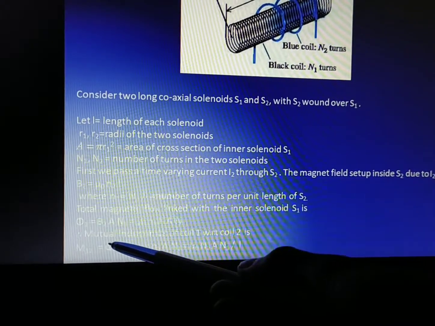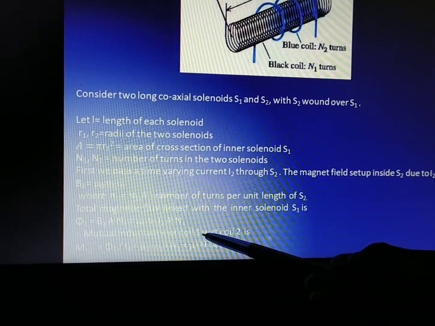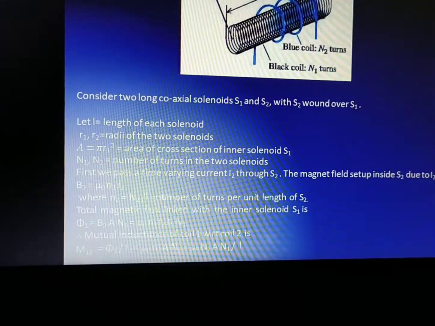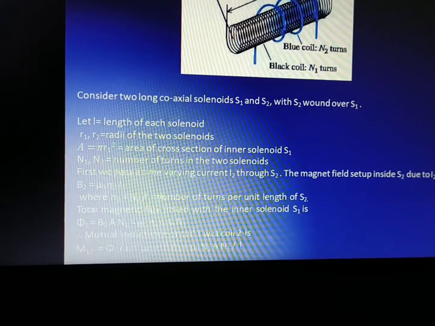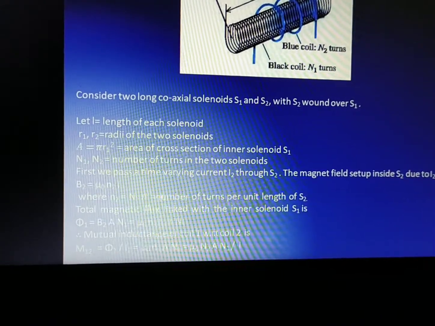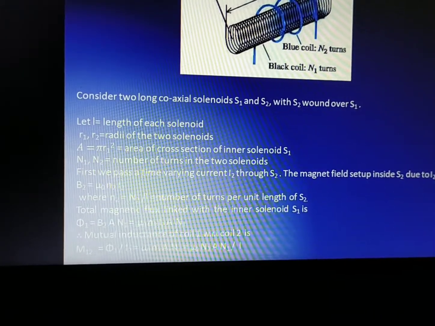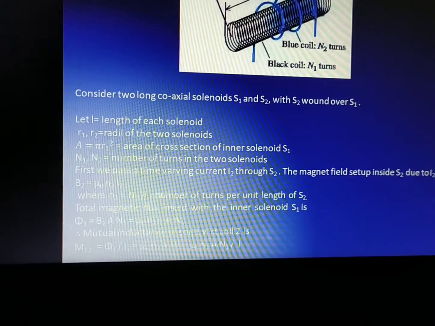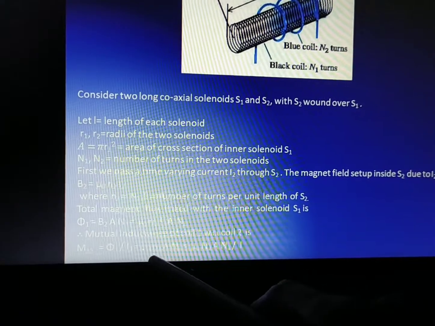Okay, so what will be the value of mutual inductance of coil 1 with respect to coil 2? We can write the mutual inductance of coil 1 with respect to coil 2 as M12. And how can we write it further? We can write it as phi 1 divided by I2. And you can see the values further here.